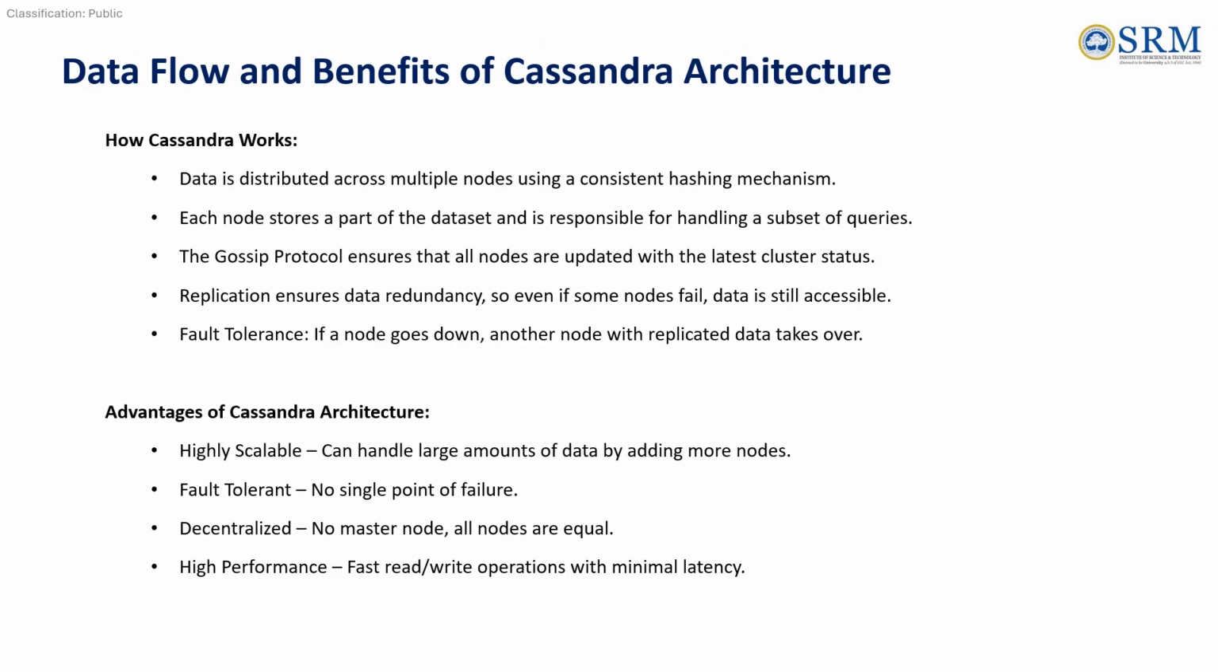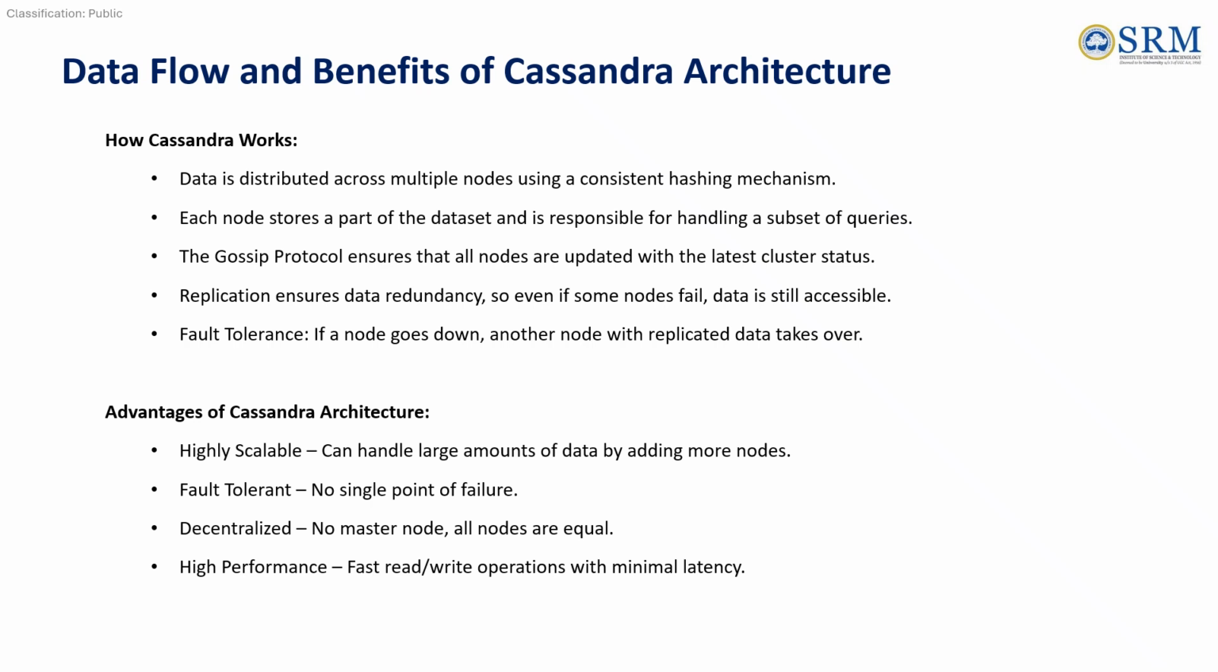Let us now understand how Apache Cassandra works and the benefits provided by its architecture. In Cassandra, the data is distributed across multiple nodes using a technique called consistent hashing. This mechanism determines which node is responsible for storing a particular portion of the data. Each node stores only part of the total data set and handles a subset of read and write requests. This distribution improves scalability and reduces the load on individual servers.